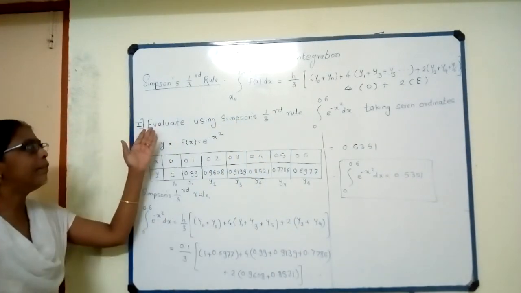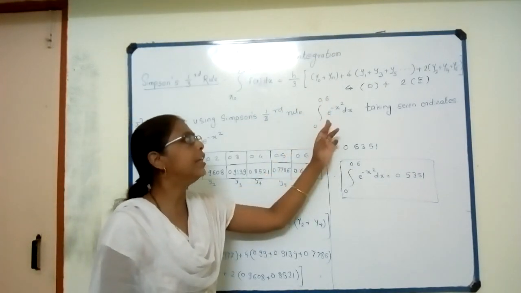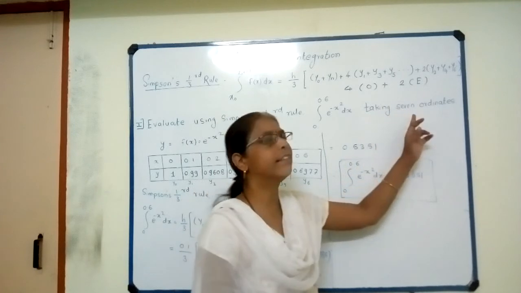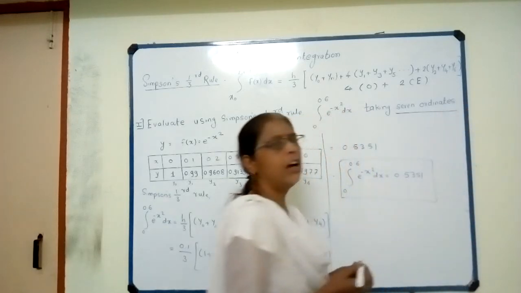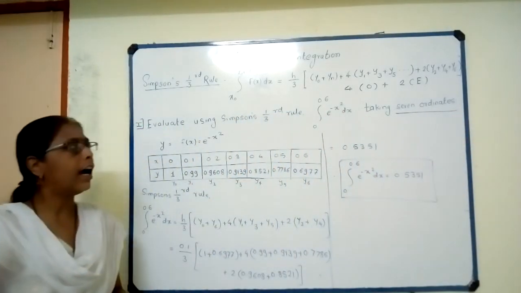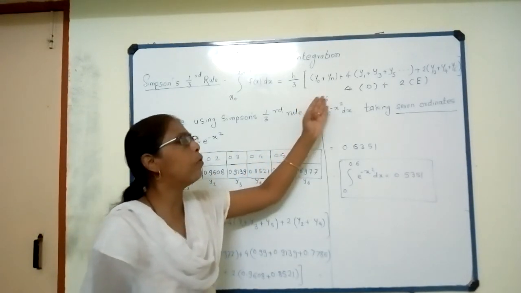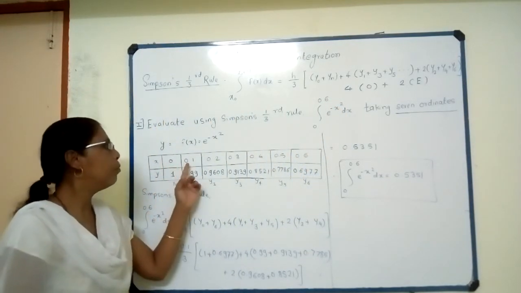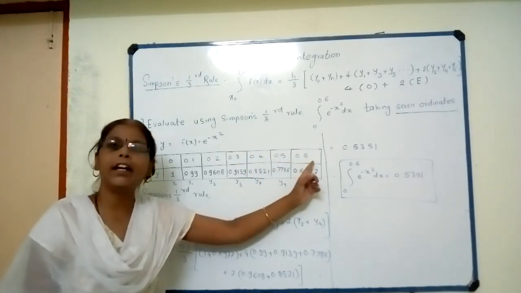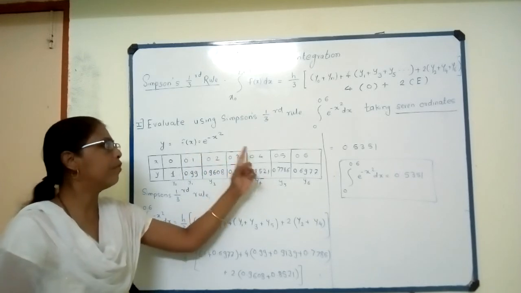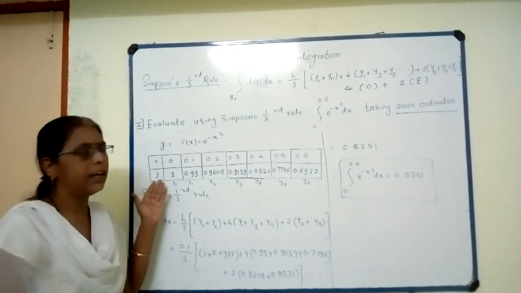The example is: evaluate using Simpson's 1/3 rule integration 0 to 0.6 of e raised to minus x square dx, taking 7 ordinates. Ordinates means the values of x and y are totally 7. So let us divide 0 to 0.6 like 0, 0.1, 0.2, 0.3, 0.4, 0.5 and 0.6. 1, 2, 3, 4, 5, 6, 7. Total ordinates are 7. Values of x and y are 7.